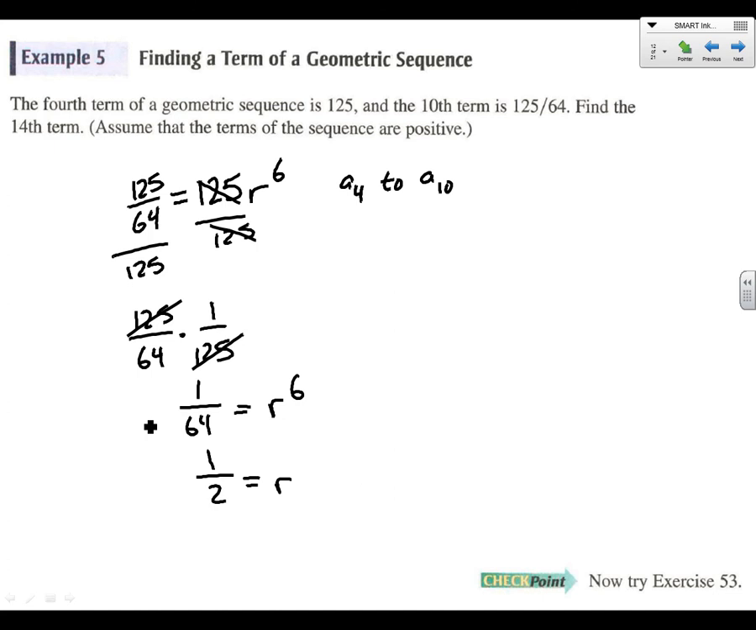And we want to find the 14th term here. So we're going to say A14 equals A1 times r to the 13th, right? And we know r is 1/2. Let me plug that in here.